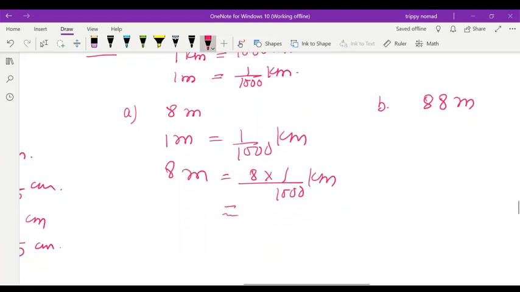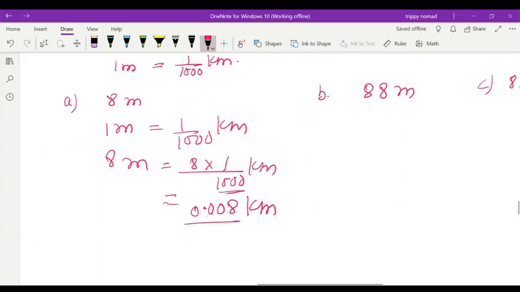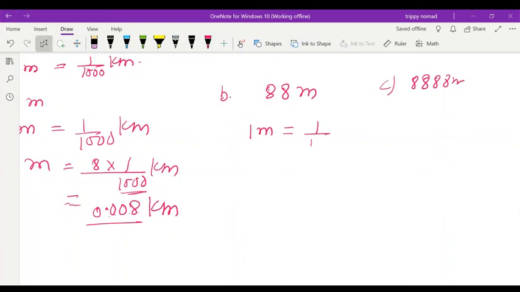So what will it be? For 1 upon 1000, after the point there are 3 zeros, so we will convert 8, 1, 2, 3 digits should come. So 0.008. So 3 digits for 3 zeros. That will be 0.008 kilometer.